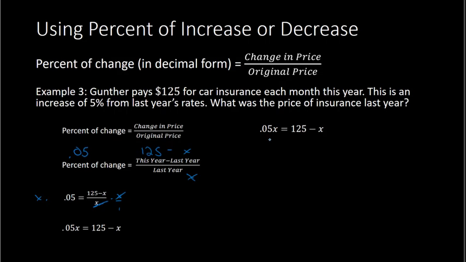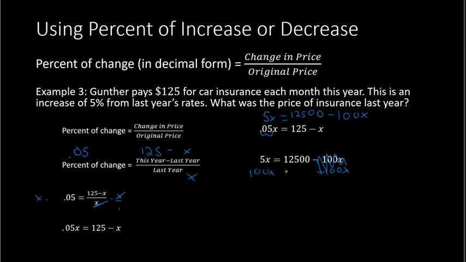So what I can do is actually multiply everything, both sides, by 100. When I multiply the left side by 100, the decimal moves over 2 places to get 5x. And then 125 times 100 would be 125 and then 2 zeros. And then x times 100 would be 100x. So now I have this new equation without decimals, and now I can bring the x's together. So I can bring the 100x to the left side by adding 100x. So I add 100x to both sides.